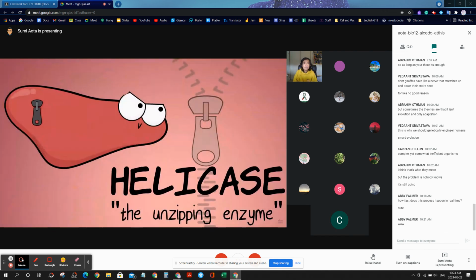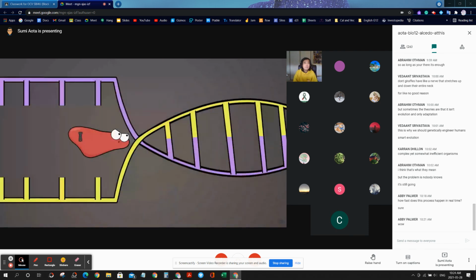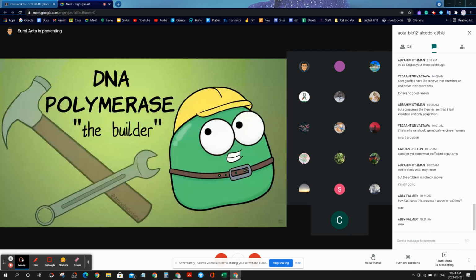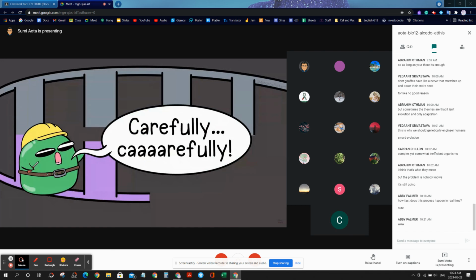Helicase, the unzipping enzyme. If you recall that DNA has 2 strands, you could think of helicase unzipping the 2 strands of DNA. Helicase doesn't have a hard time doing that. When unzipping, it breaks through the hydrogen bonds that hold the DNA bases together. DNA polymerase, the builder. This enzyme replicates DNA molecules to actually build a new strand of DNA.